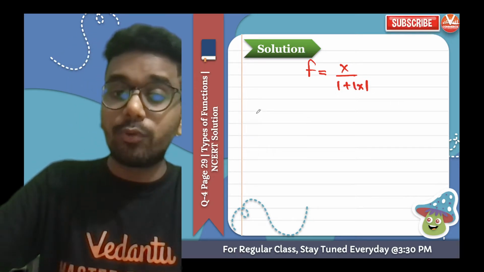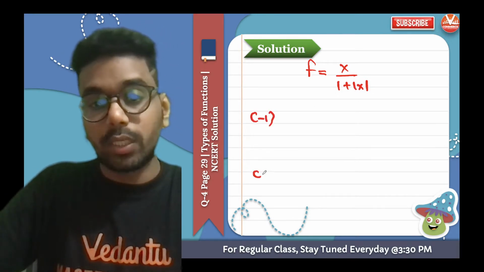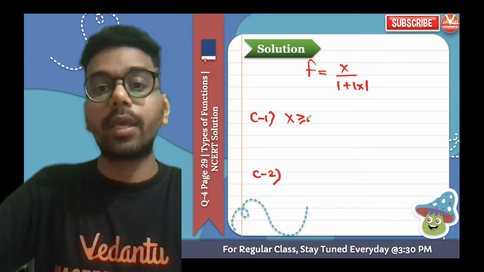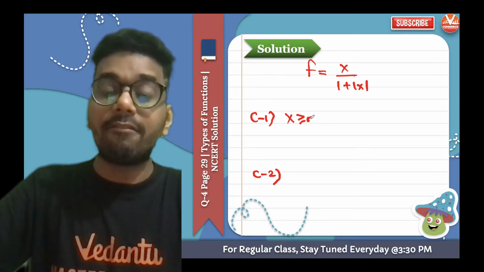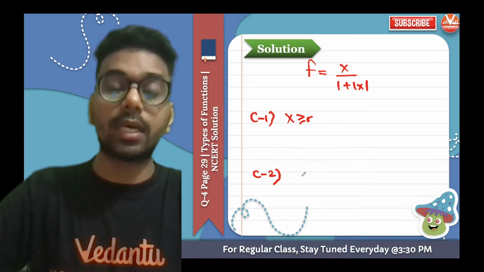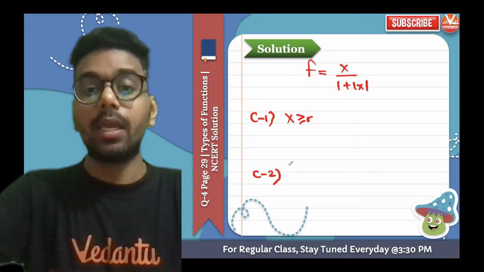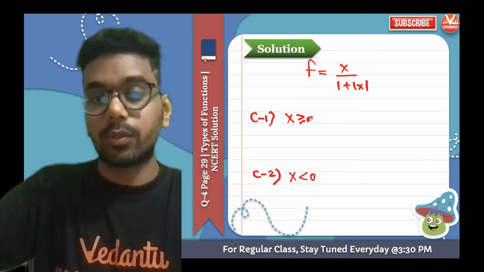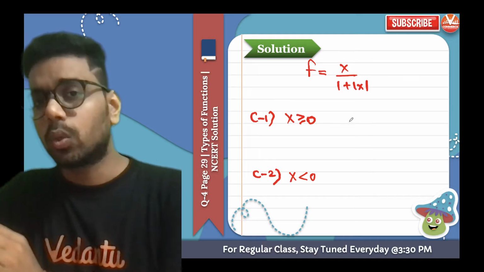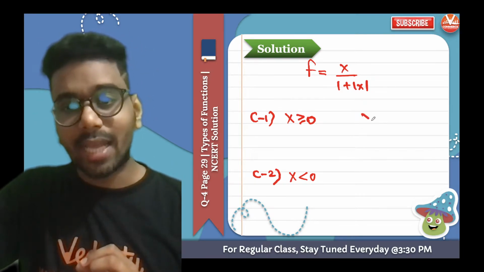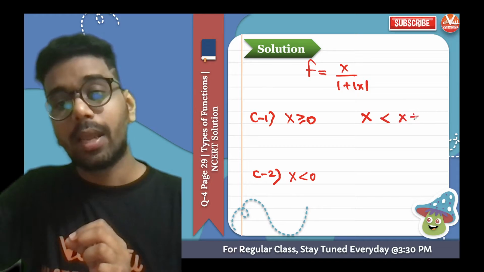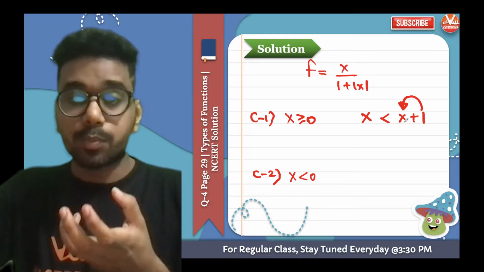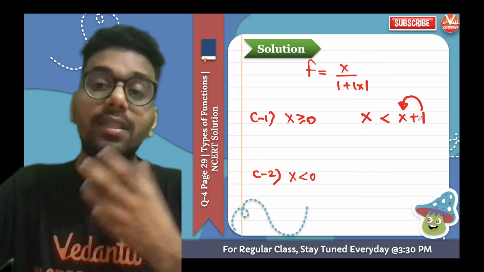Clear? Now again you have to take the two cases. When x is greater than or equal to 0, and when x is less than 0, you have to take both the cases. Am I clear on this? Okay. Now over here, let me write down x less than 0 and x greater than or equal to 0. Now if x is greater than 0, then definitely don't you think that x is less than x plus 1? Because we are adding something positive to x.